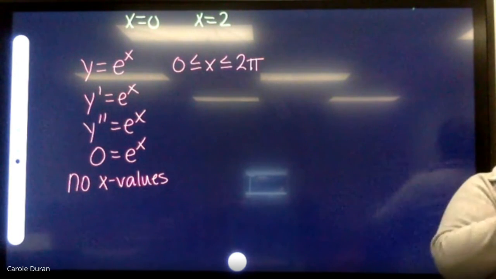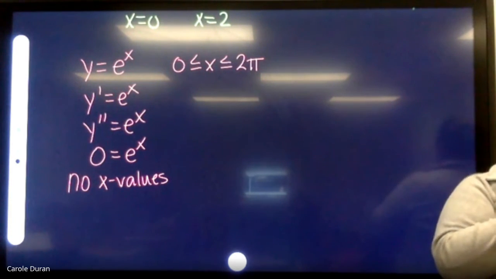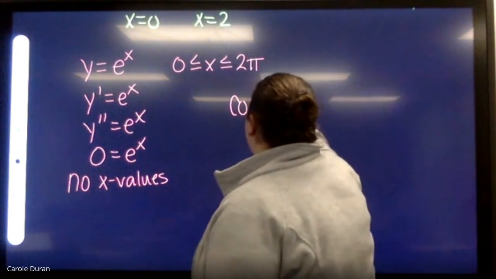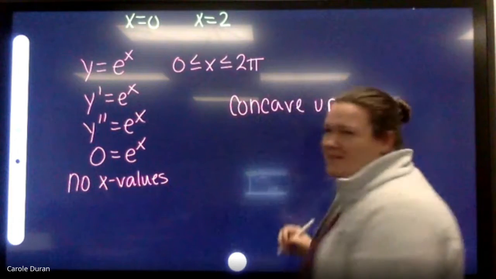So what's e to the 1? 2.718. Is that positive or negative? Positive. So it's positive on that entire interval, which means that entire interval is concave up.